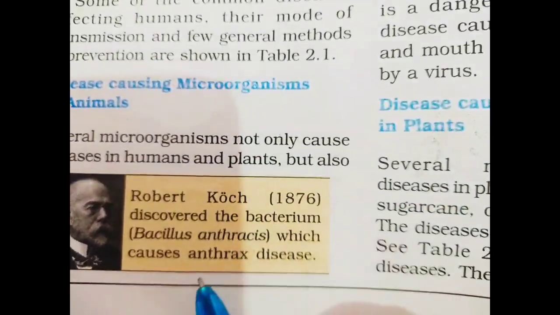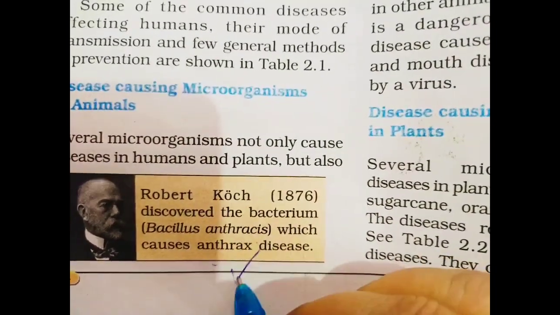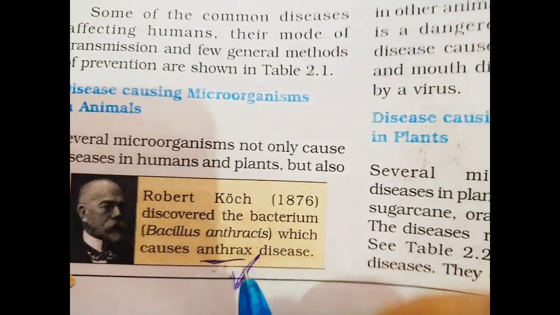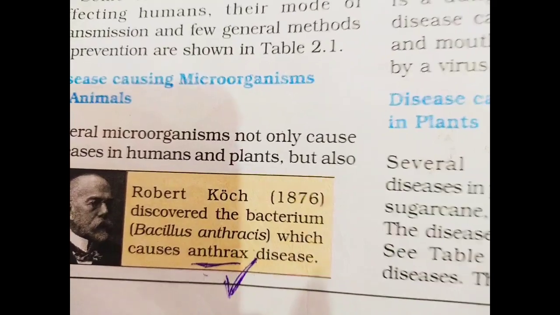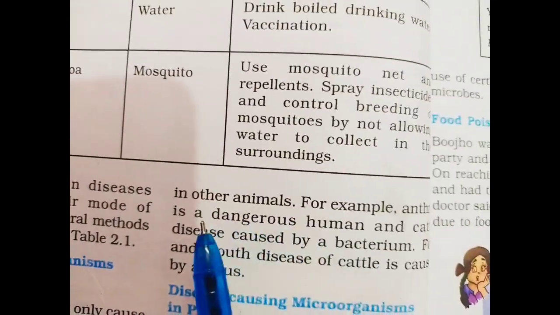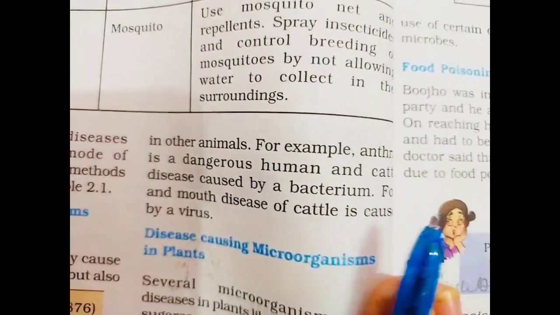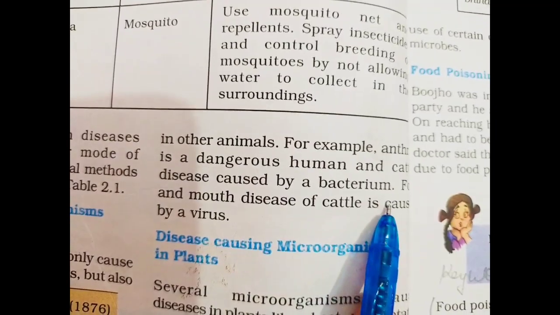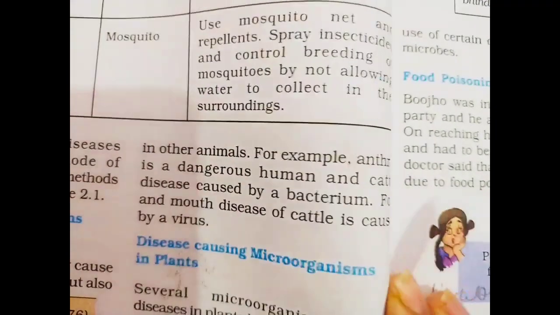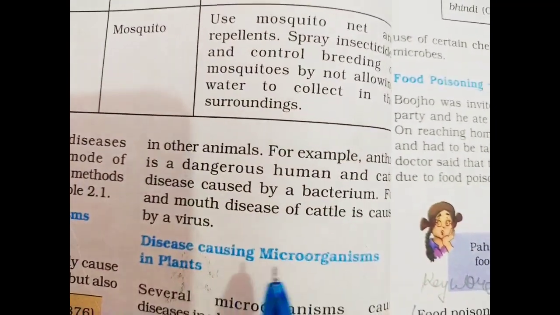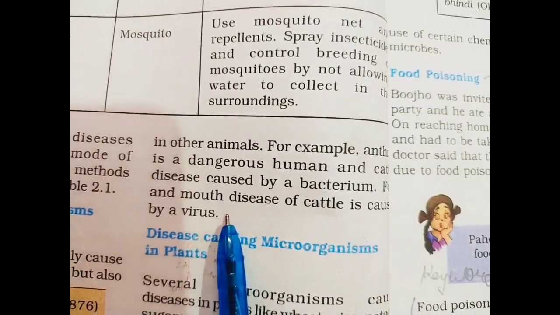Now this is the homework for you children. You have to find out what is anthrax, what is anthrax disease. For example, anthrax is a dangerous human and cattle disease caused by the bacterium. Foot and mouth disease of cattle is caused by a virus.